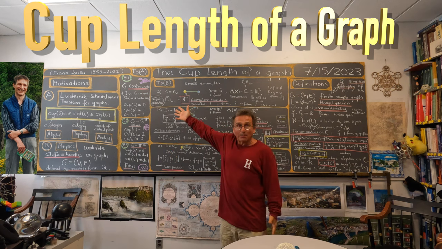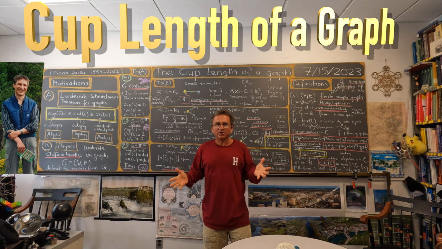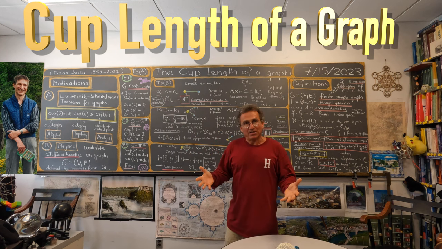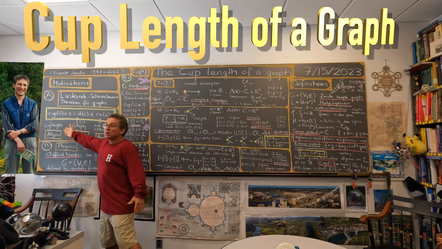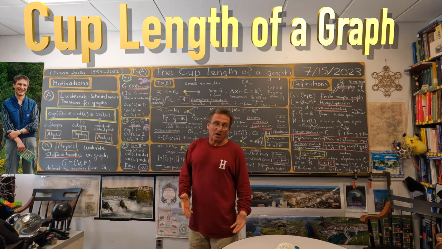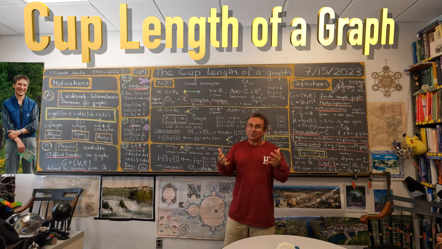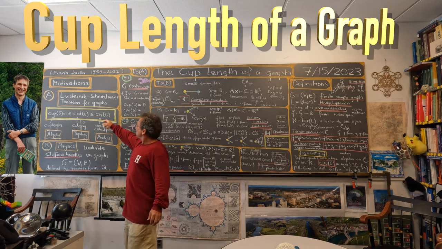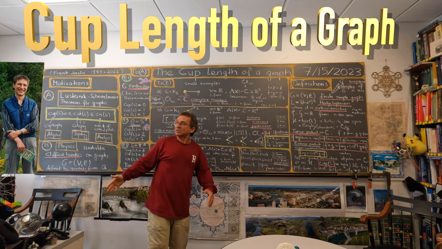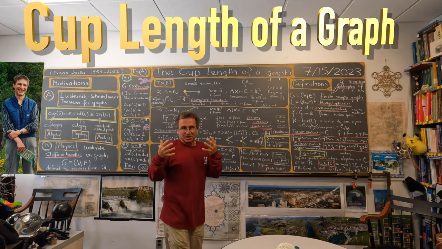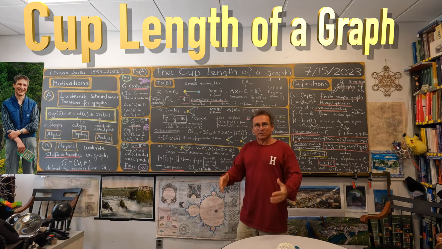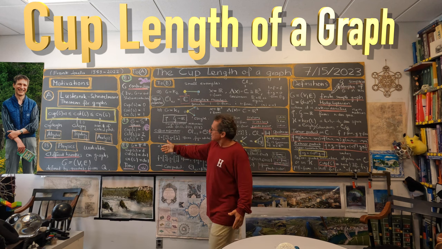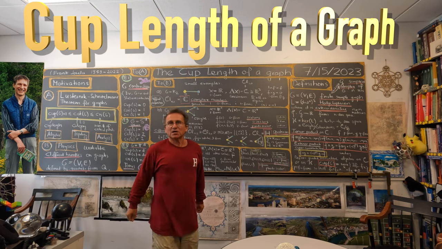I want you to say something about the cup length, a numerical quantity you can assign to a graph, a finite simple graph. It's a cohomological, algebraic notion, and it's just a lower bound for the category of a graph. The category of a graph is just the minimal number of contractible graphs which cover the whole graph, and this is a topological notion, obviously. And then we have the number of critical points, which is an analytic notion, the minimal number of critical points which you can have on a graph. And this is all graph theoretical, and this inequality holds for every finite simple graph.